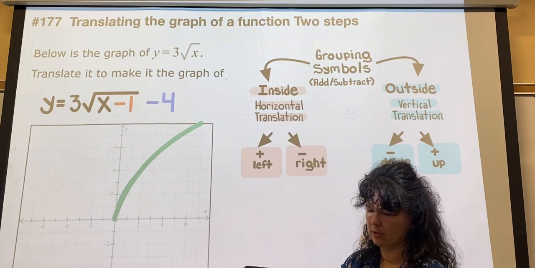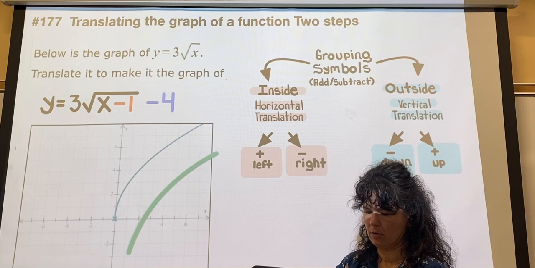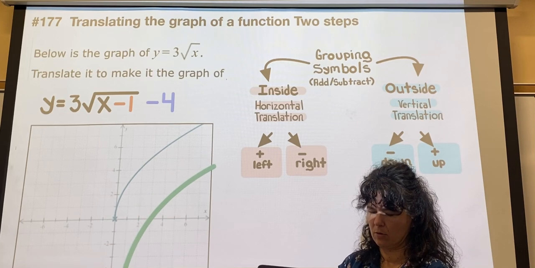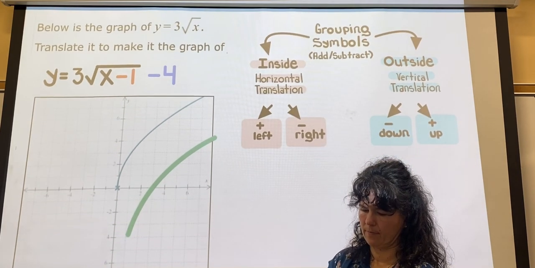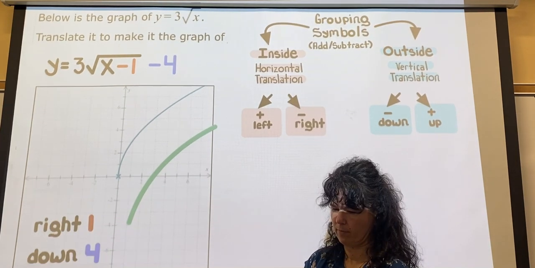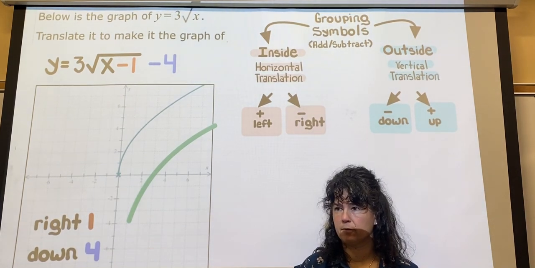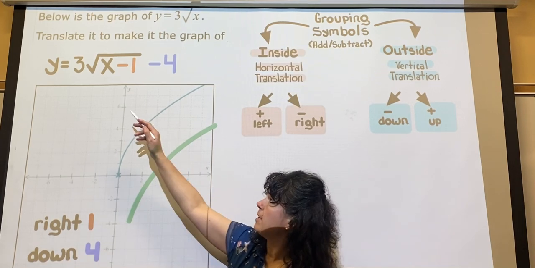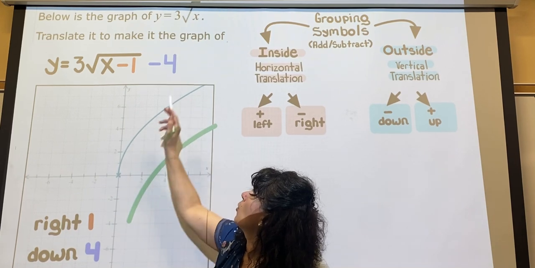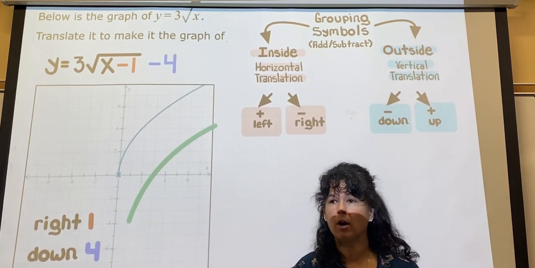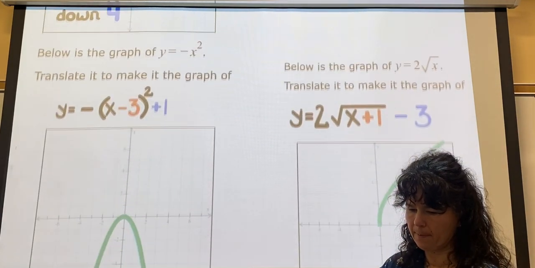So I'm going to grab this, drag it, right 1. And down 4. And there's my final graph. Notice I'm not worrying about the 3 because the original graph was 3 root x. So that part had already been taken care of. Okay, so let's look at a couple more here.